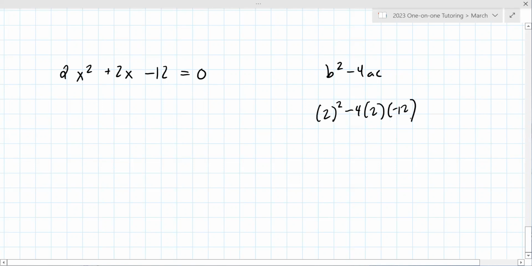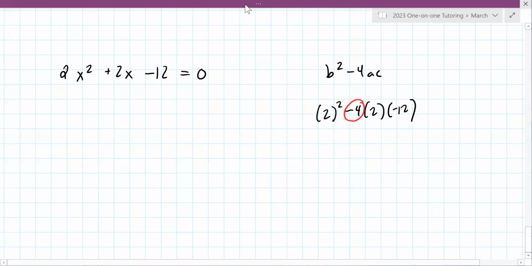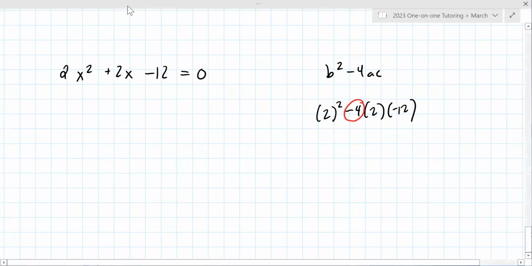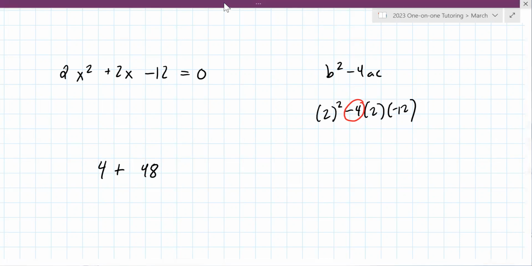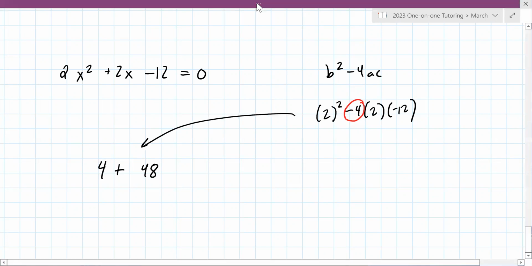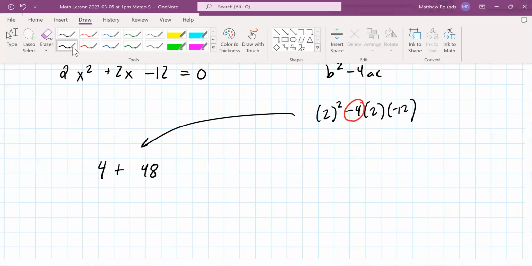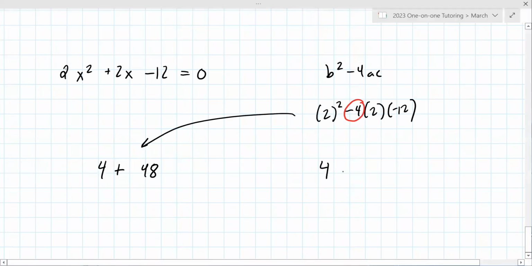And this again, it's one of those where you got to decide, am I going to look at this as -4? If you look at this as -4, here's how your answer changes. It becomes 4 plus whatever the result of that is, which in this case is 48. Okay, that's option one. If you want to leave it, which is totally allowed, 4 minus, and then it's 4 times 2 times minus 12, which is minus 48.